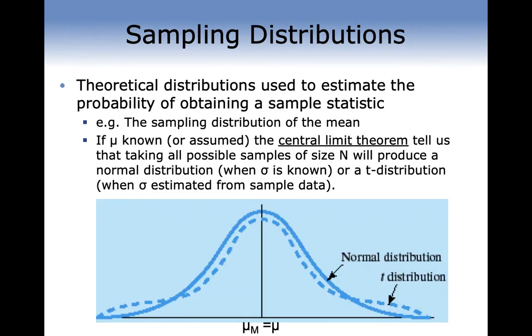Now, a little bit more detail about how that actually works, because you might be thinking to yourself, well, how could you ever know that? Here's how we know that. What you have to do is create a sampling distribution. Sampling distributions are theoretical distributions that are used to estimate the probability of obtaining a sample statistic. So with a one-sample t-test, our sampling distribution is called a sampling distribution of the mean, or the sampling distribution of the sample mean.